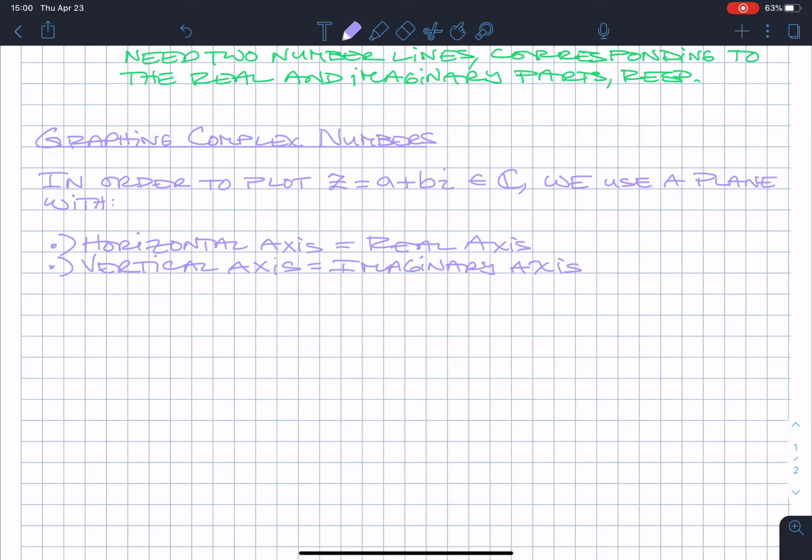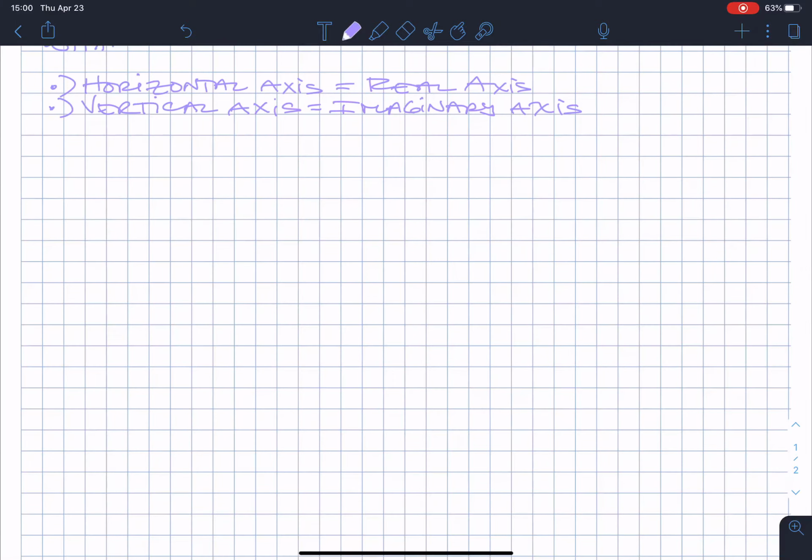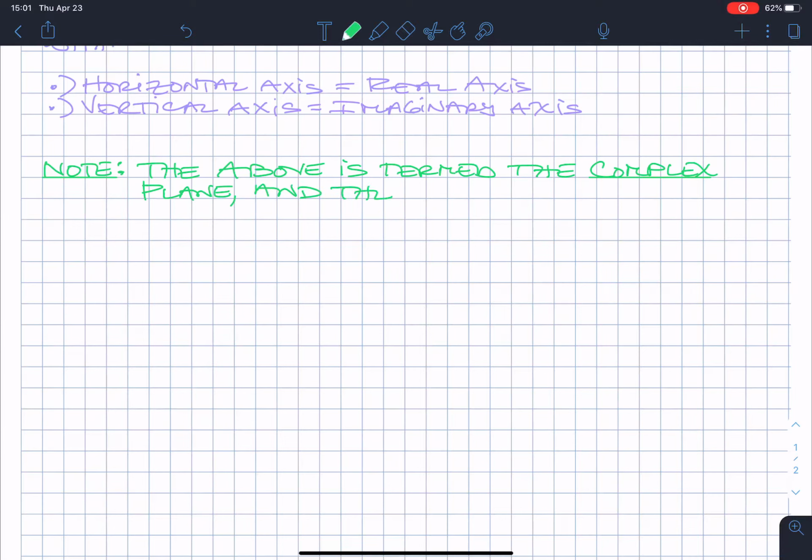Okay. So let's note the above is termed the complex plane, and the vertical axis is annotated by IY. Instead of just the y-axis, it is now the IY axis.